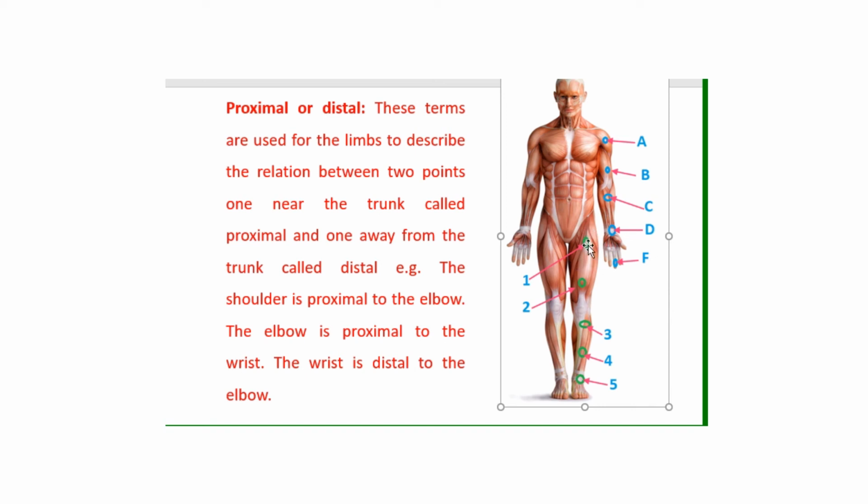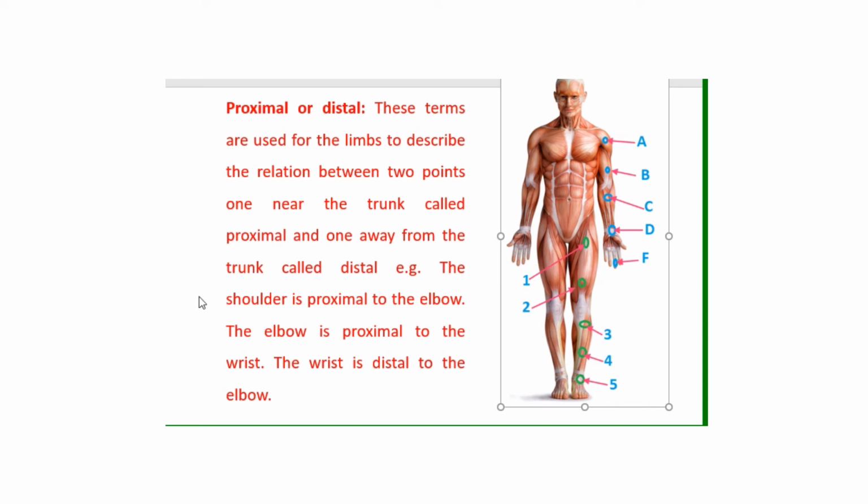Point 1 is proximal to point 2. Point 3 is proximal to point 4. However, it is distal to point 2. Point 4 is proximal to 5, and point 5 is distal to all these points on the lower limb.